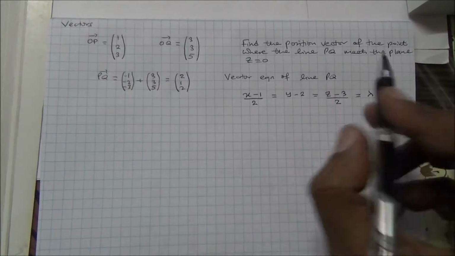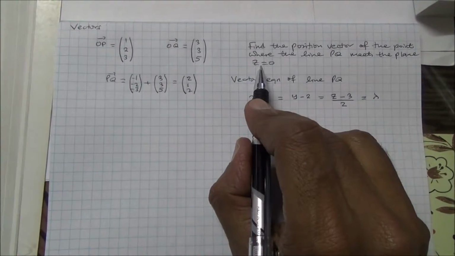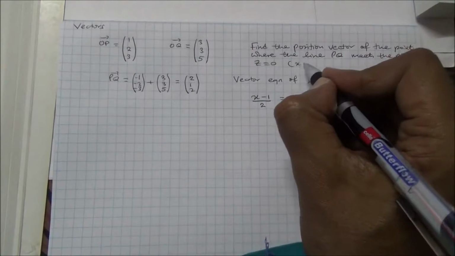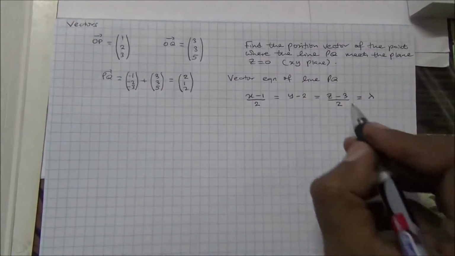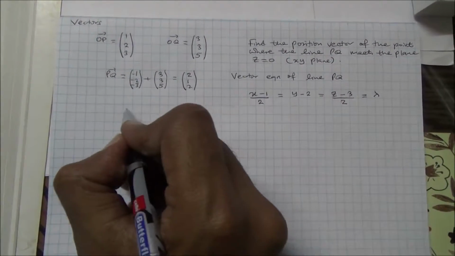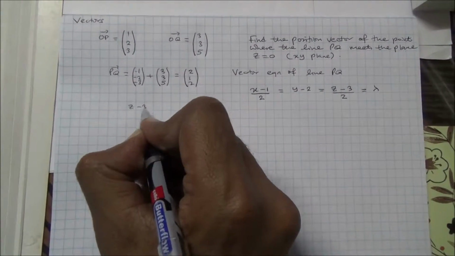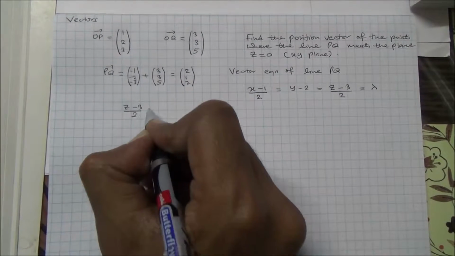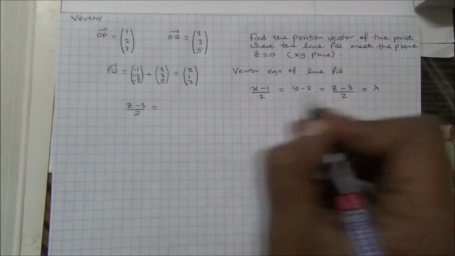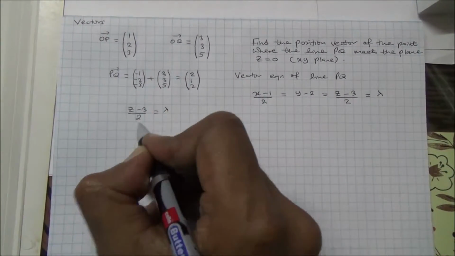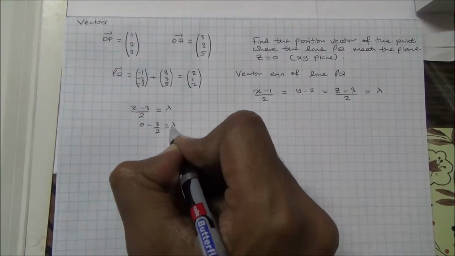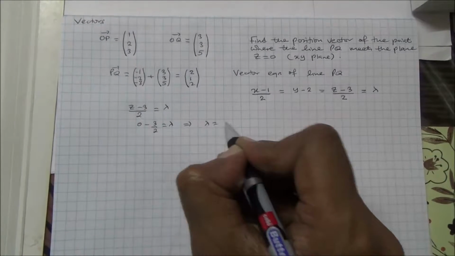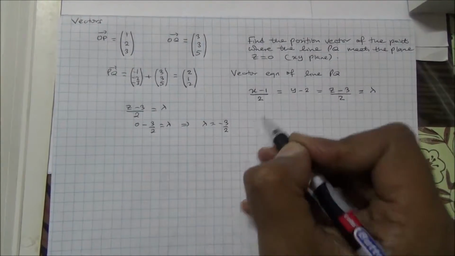Now we are told that it meets the plane z equals 0. What is the plane z equals 0? It means that this is the xy plane. So if z is equal to 0, I can clearly say that (z minus 3) divided by 2 is equal to lambda, and z is equal to 0. So (0 minus 3) over 2 is equal to lambda. In other words, lambda is equal to minus 3 over 2.